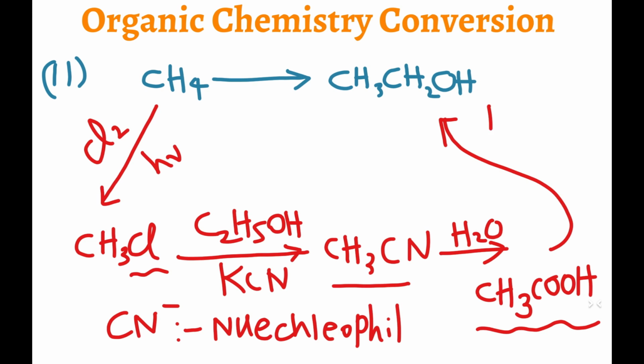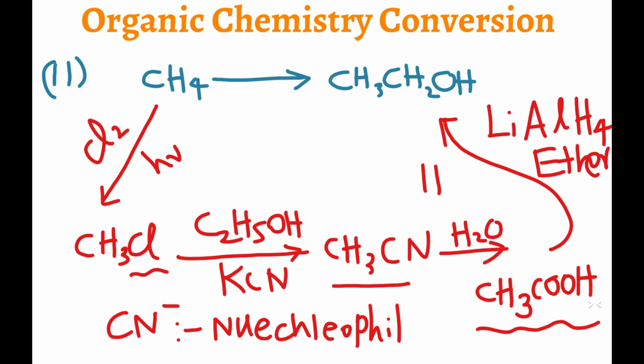For that we have to use lithium aluminium hydride in ether medium, and then we have to use H2O. Exactly our last step, that means CH3COOH becomes CH3CH2OH. That reaction is a reduction reaction of ethanoic acid.